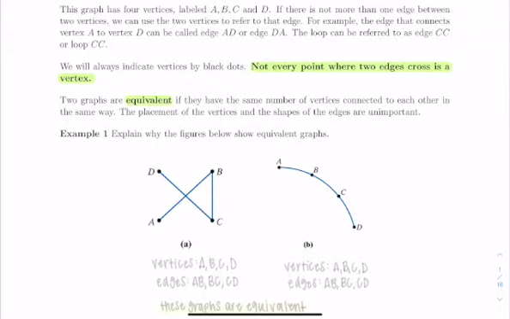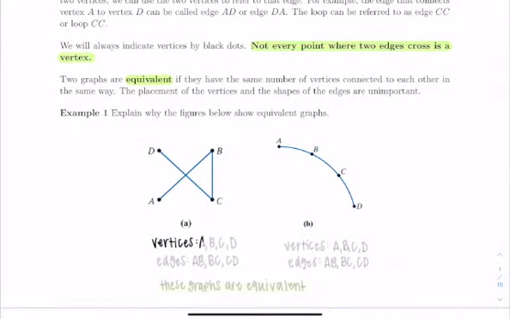Let's label our vertices first. We have A, B, C, and D. And let's label our edges. We have an edge between A and B. We have an edge between B and C. And we have an edge between C and D. Now for the second figure to be equivalent, we need to have the same vertices and the same edges. So let's go ahead and look at the second one.